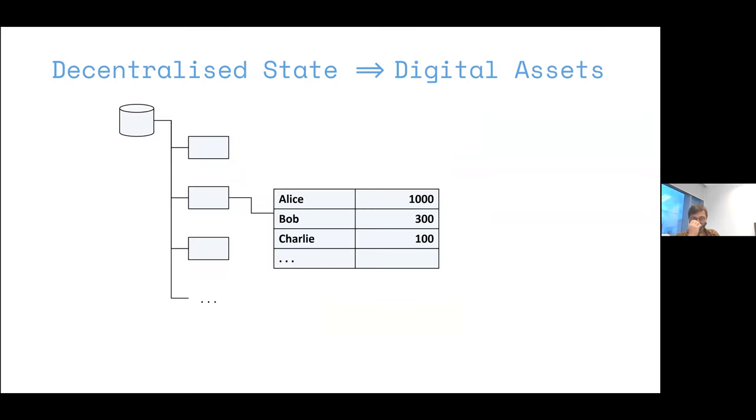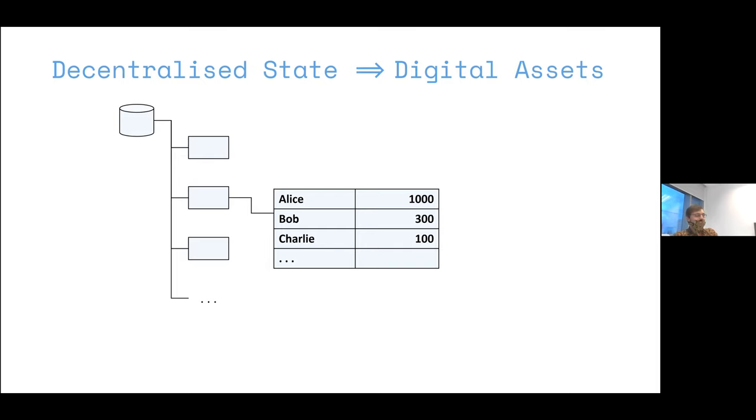So, why is this important for economics? Well, having this decentralized state, a database that's shared and operated according to some defined rules, you can use that database to store things like who owns what assets. The classic case would be to have some kind of token where different people can own different amounts of different tokens. You might have Alice with 1,000 tokens, Bob with 300, Charlie with 100, et cetera.